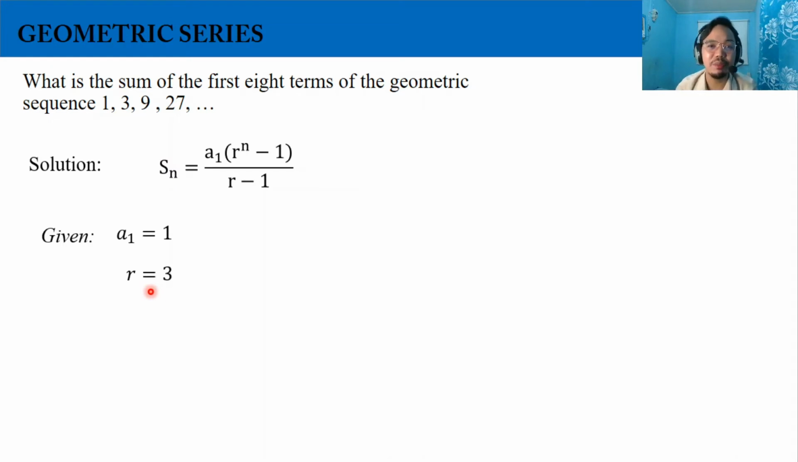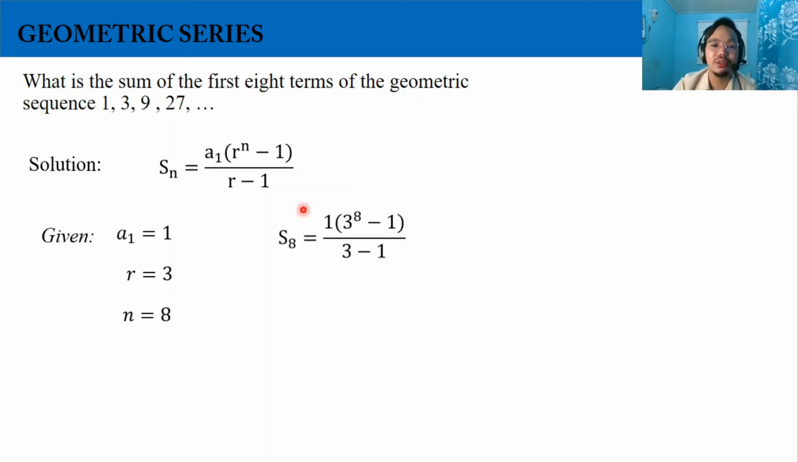So how are we going to obtain the common ratio? By dividing the second term by the first term, 3 divided by 1, that is 3. Dividing the third term by the second term, 9 divided by 3, that is also 3. 27 divided by 9, that is also 3. So we have 3 as our common ratio. Then n is equal to 8. Why n? Because we're finding the sum of the first 8 terms. That is why n is equal to 8. That is the number of terms. And what we are finding is S sub 8.